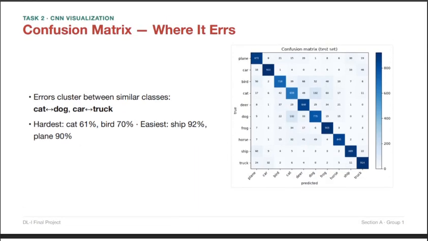The confusion matrix helps us identify where the model makes mistakes. Most errors occur between visually similar classes. For example, cats are frequently confused with dogs, and cars are sometimes confused with trucks. Classes such as ships and airplanes achieve very high accuracy because they have more distinctive visual features. This behavior is consistent with typical CNN performance on the CIFAR-10 dataset.